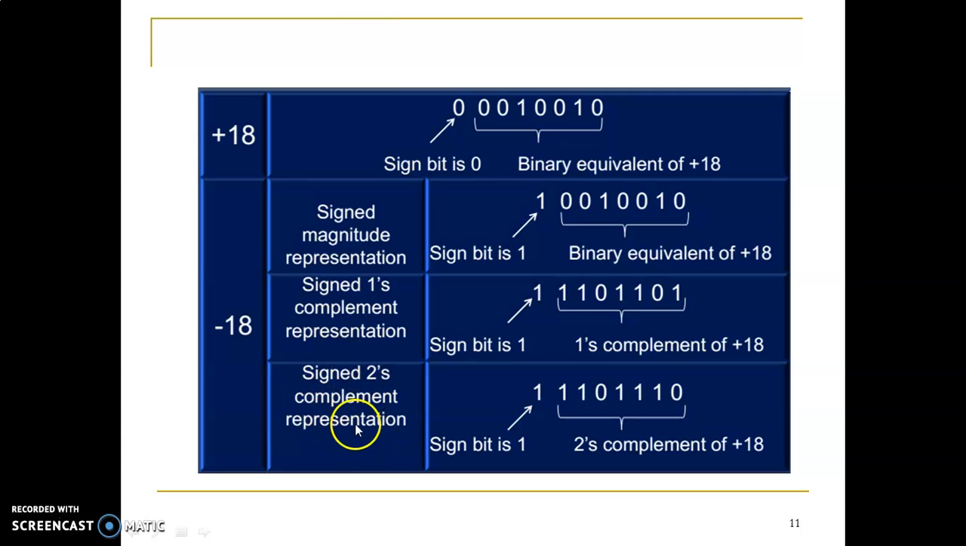Now 2's complement representation of minus 18. So the leftmost bit is sign bit. It is made 1 to indicate it is a negative number. So then what we are going to do is we are going to first find 1's complement of this. Then we are going to add 1 to it.